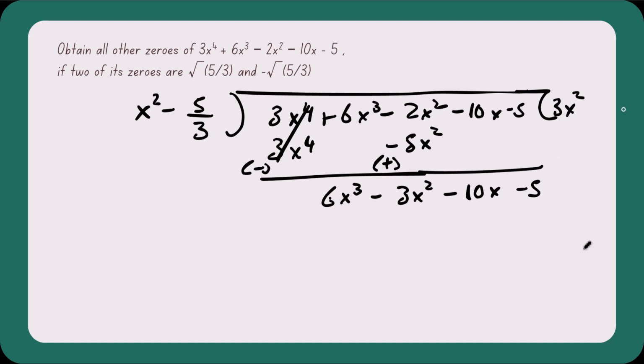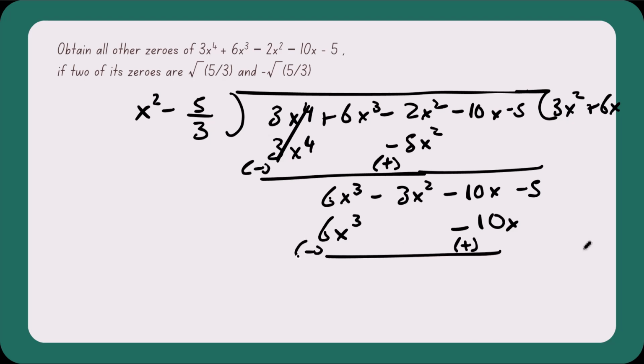Now what is the next number that I'll take? I'll take 6x, because 6x into x square will become 6x cube. Perfect. Now 6x into minus 5 by 3 will become 3 and 6 will cancel, become 2. So minus 10x. Alright. So let's cancel it out. What do we get? This will become plus. This will become minus. They both will cancel. What are you left with? We are left with minus 3x square minus 5.